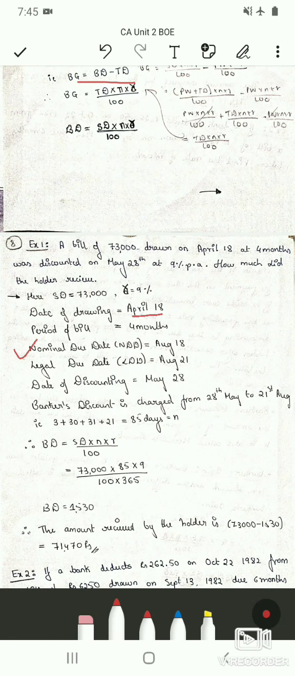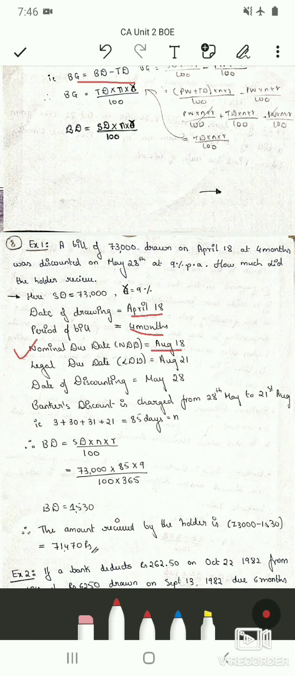Suppose the bill is drawn on 18th April and you have to pay the amount after 4 months. So calculating the nominal due date, it is August 18th. After April you have May, June, July, August. So the nominal due date will be 18th August. Then the legal due date will be 3 days after the nominal due date. So it is 19, 20, 21. So it is August 21st.